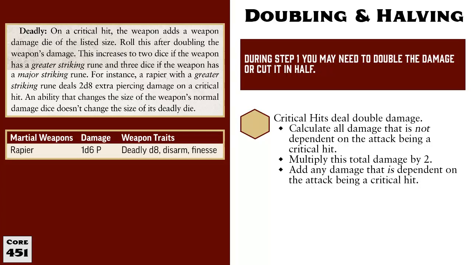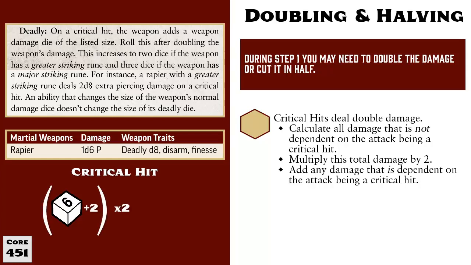So, say you have a strength modifier of +2 and score a critical hit with a rapier. Rapiers do 1d6 damage and have the deadly d8 trait. On a critical hit, you would roll the normal damage of 1d6 plus 2, and then double that total. And then add the extra 1d8 for the deadly trait. The key to remember is you never double damage that only occurs on critical hits, so you wouldn't double the 1d8 from the deadly trait because it only applies to critical hits in the first place.